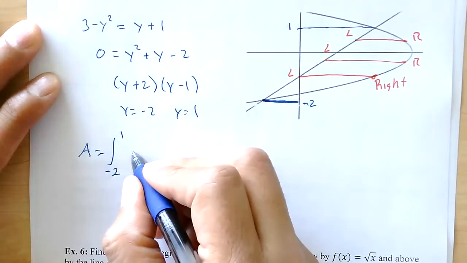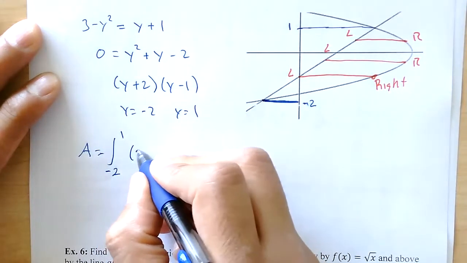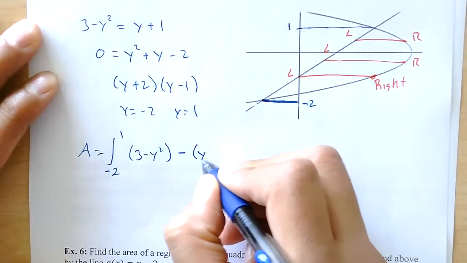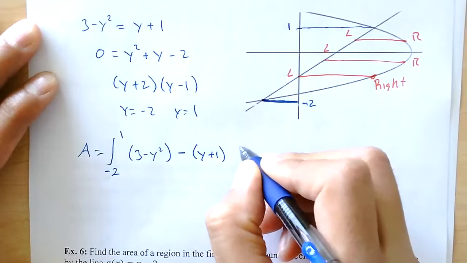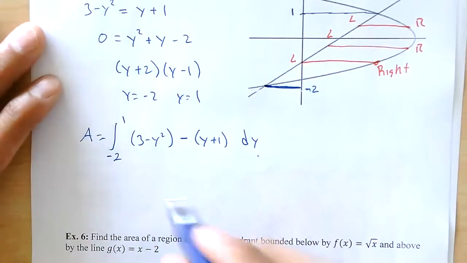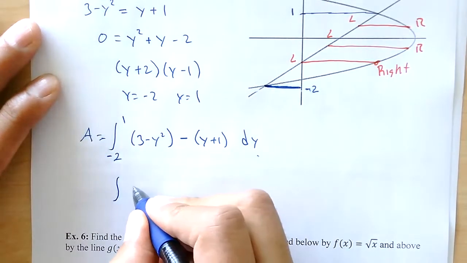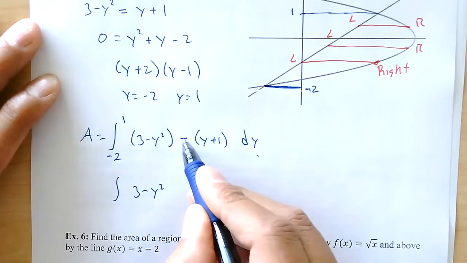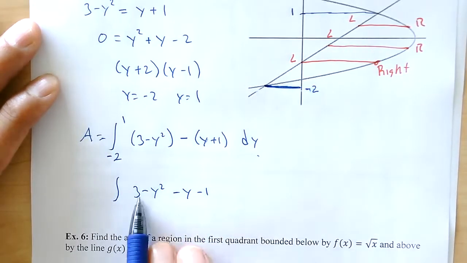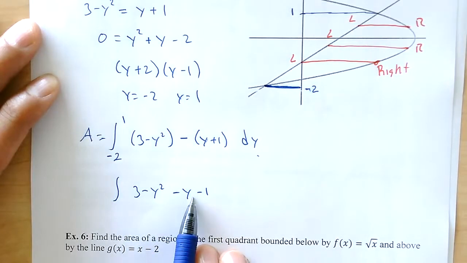The right is the parabola. The left is the line, and I am in terms of y. I have a dy. Now on this one, I will do one step for you because I want to make sure that we all distribute in the minus. I guess I can combine like terms.